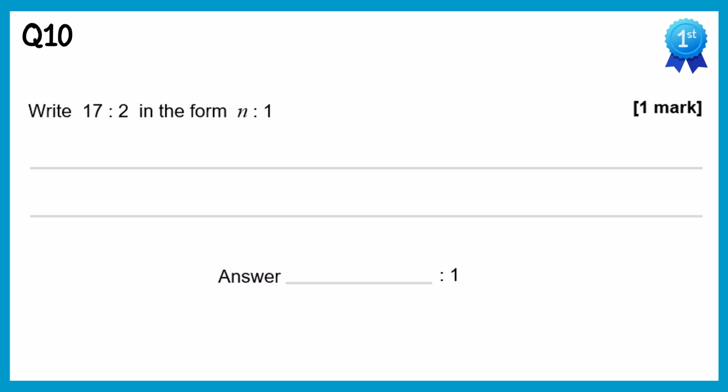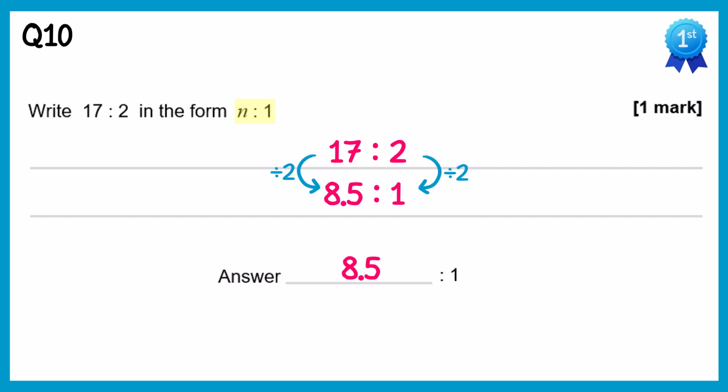In this question, we need to write the ratio 17 to 2 in the form n to 1. This just means the number on the right of the ratio must be 1. How could we turn this 2 into a 1? Well, we'd just divide it by 2. So we can also divide the 17 by 2, and you can use your calculator for this. It will give you the answer 8.5. So the answer to this question is 8.5 to 1.